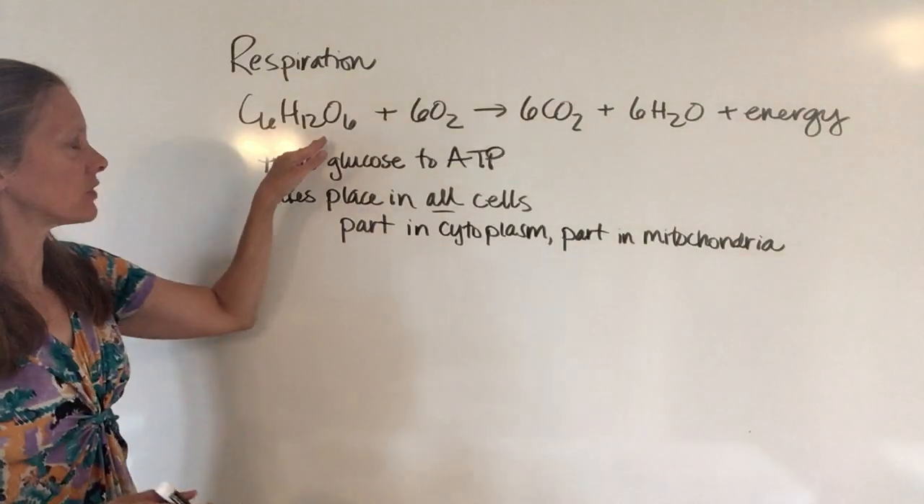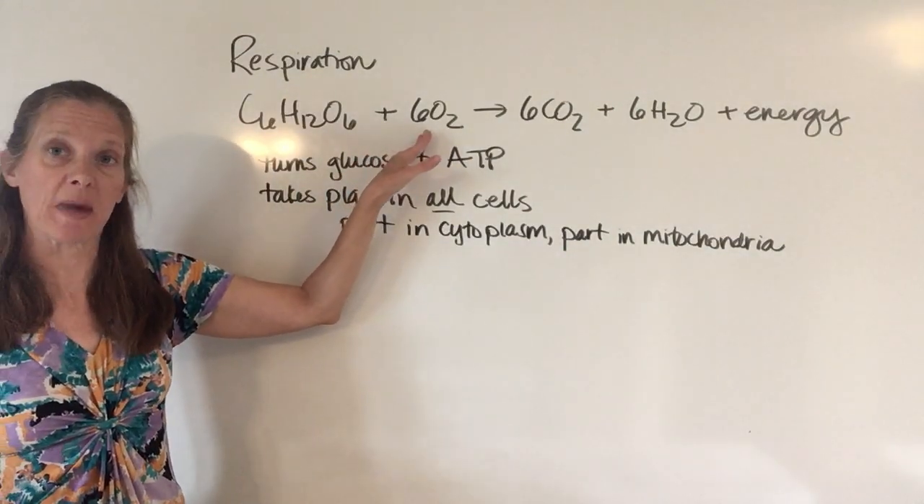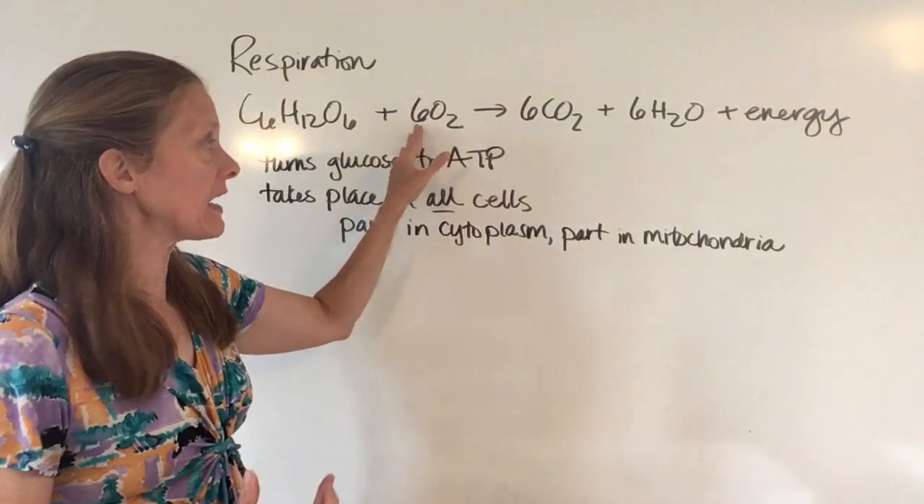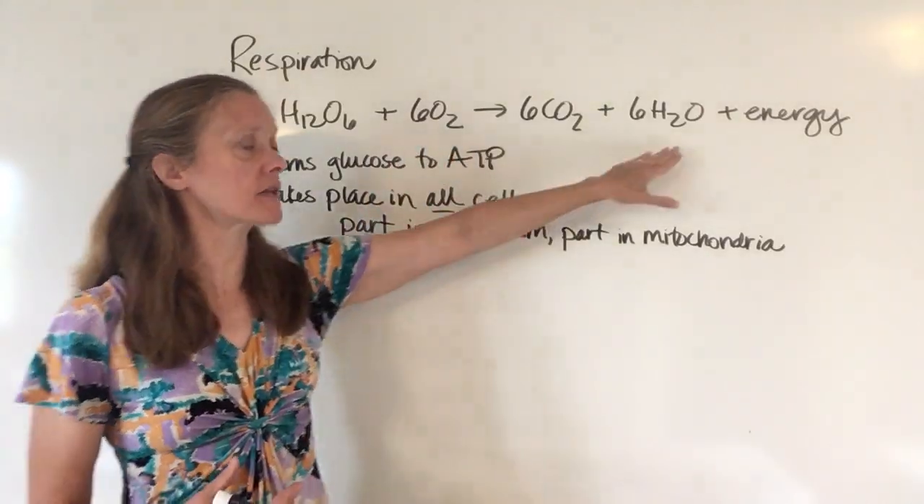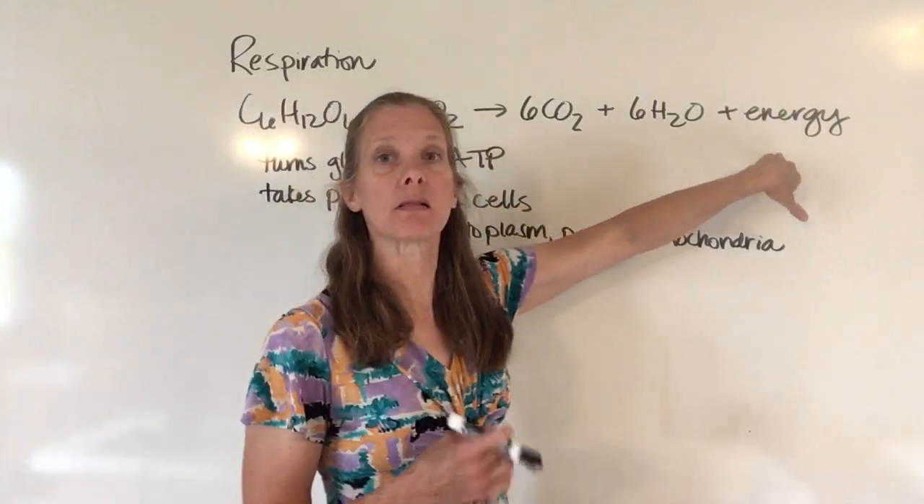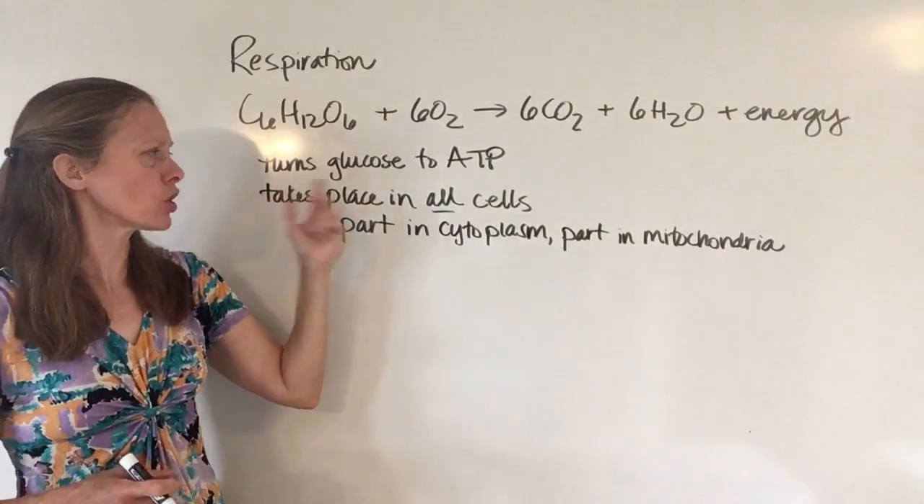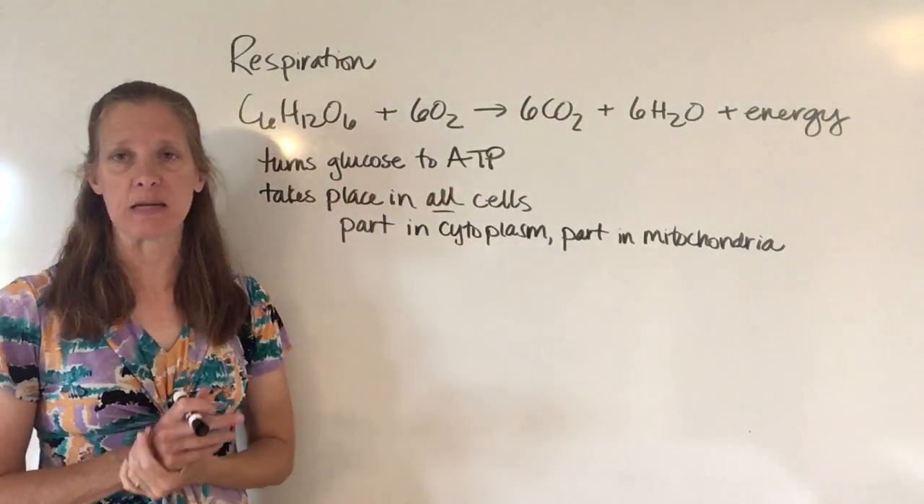Okay, so I'm going to take the glucose, and by using oxygen, I'm going to break that glucose down. I'm actually going to burn it, and I'm going to make carbon dioxide and water as waste products, but in the process, I'm going to release a lot of energy. So the whole purpose for this is to turn our glucose into ATP.